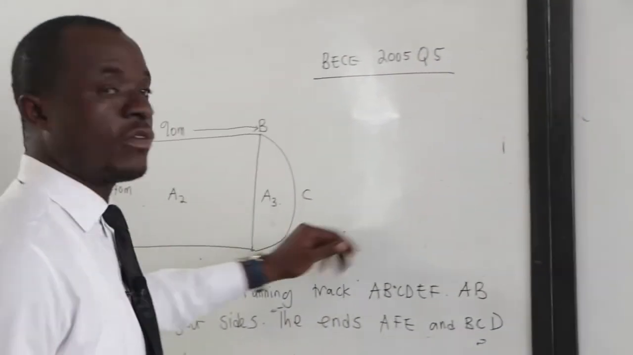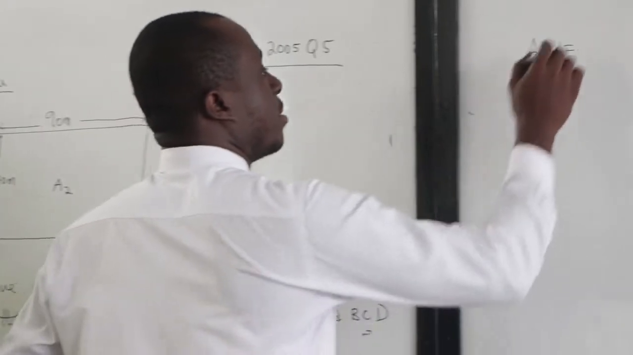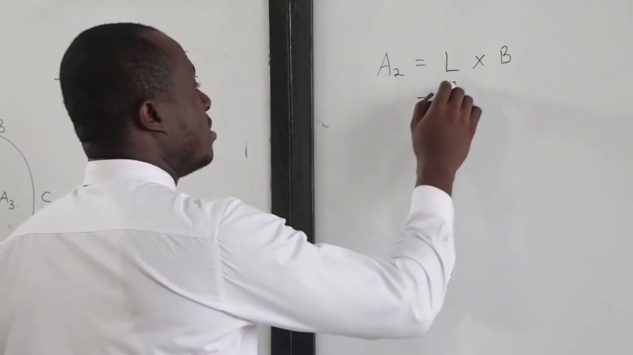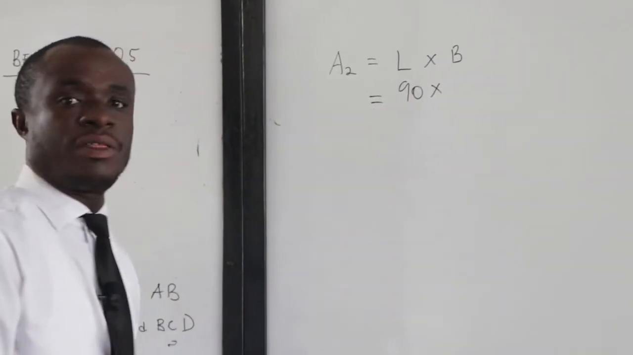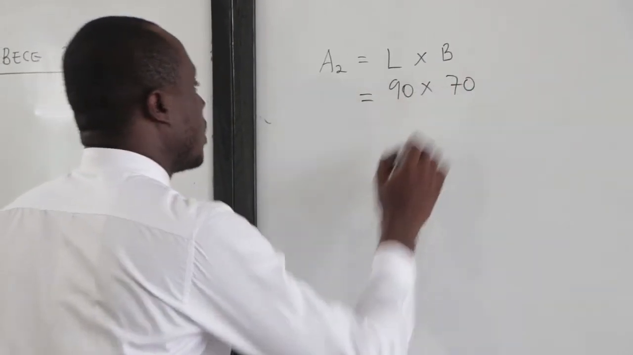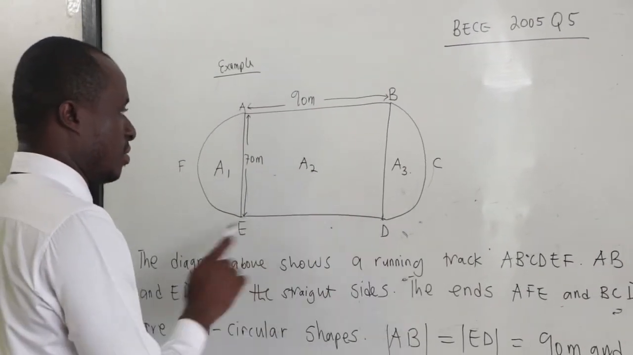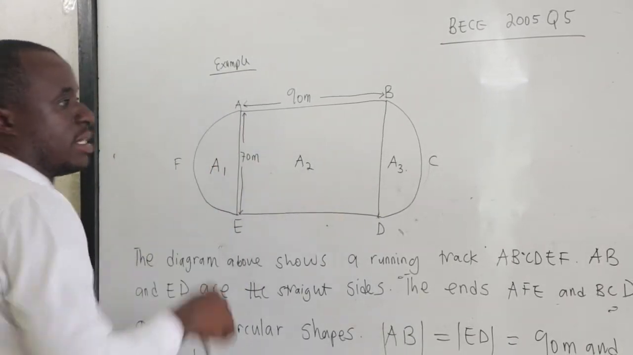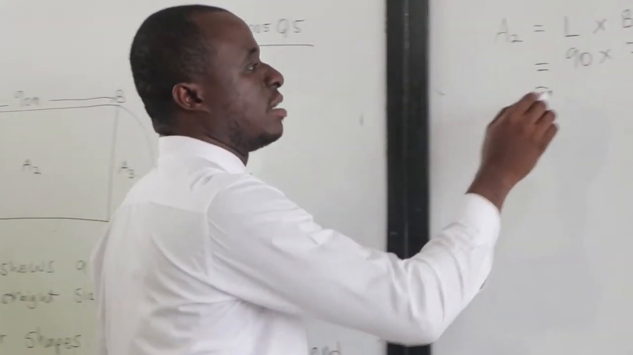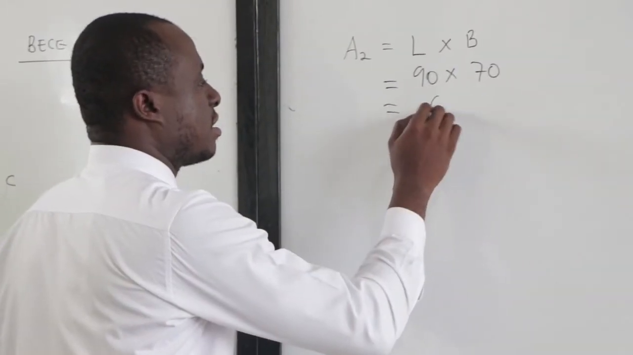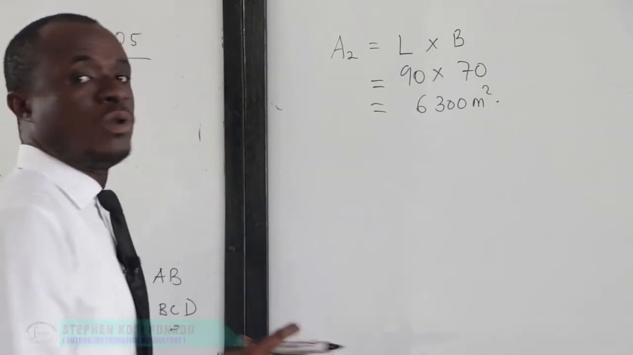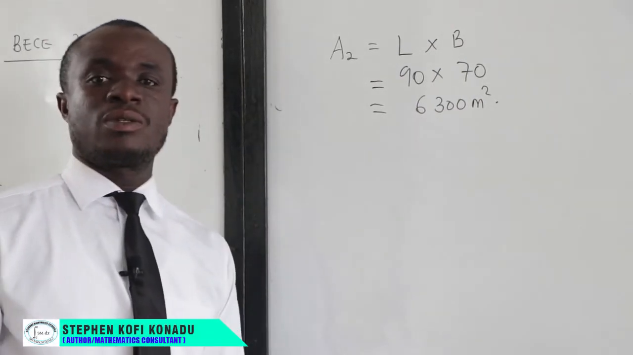Now I want to find A2, and clearly A2 is a rectangle. What's the formula for finding the area of a rectangle? That is length times breadth. What is the length? The length is 90 and the breadth is 70. AB is the same as AD, so the length, which is AD or AB, is 90. The breadth is 70. Now, what is 90 times 70? That is 6,300 meters square.